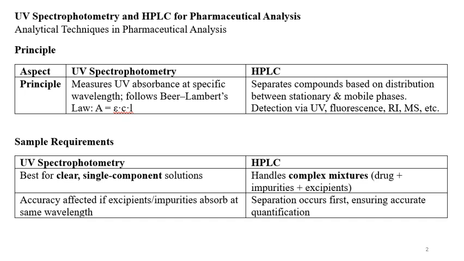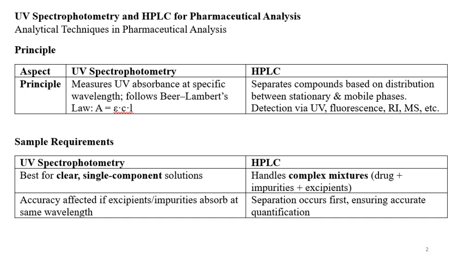While HPLC separates compounds based on the distribution between the stationary phase and the mobile phase. And detection can be done by UV, fluorescence, RI, MS, or DAD detectors or techniques. Sample requirements for UV: it is best to use clear single component solutions, and HPLC can handle complex mixtures like drug plus impurities and excipients, because there is a column in which the separation occurs.